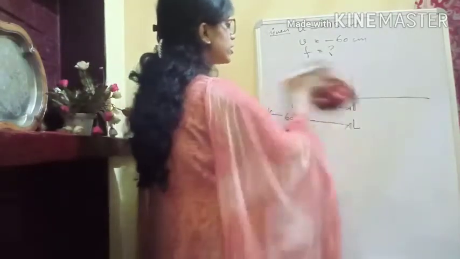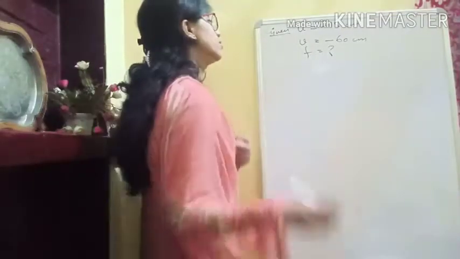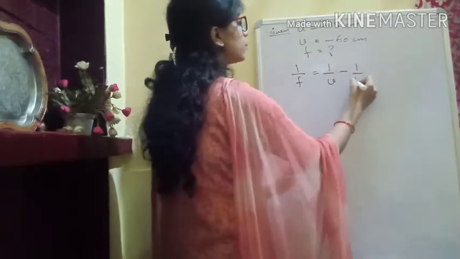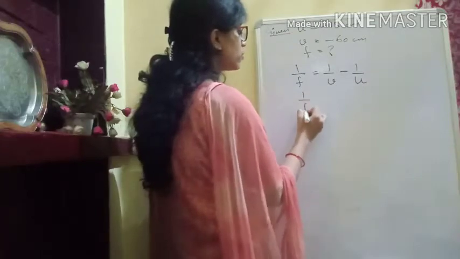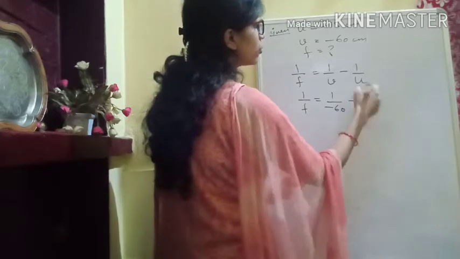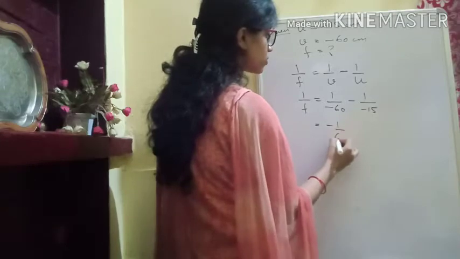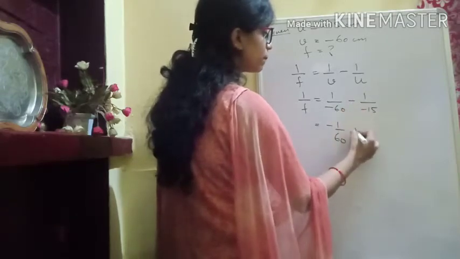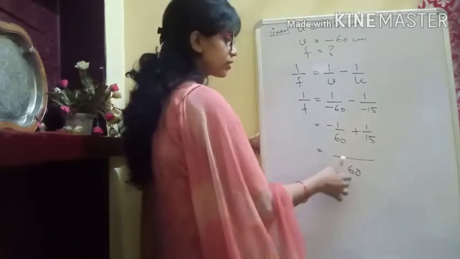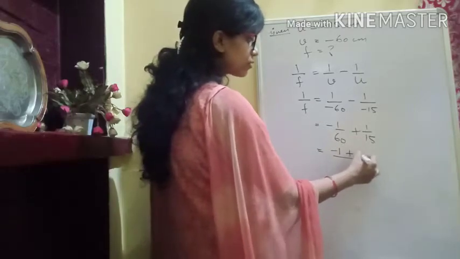To calculate this f, we will be using the very lens formula which we have learned, which is 1 upon f equals 1 upon v minus 1 upon u. Correct? 1 upon f equals 1 upon v, which is minus 60, minus 1 upon u. u is minus 15 here. So it is minus 1 upon 60, minus and minus will become plus 1 upon 15. When you take LCM, 60 will be your LCM. 60 and 60 will get cancelled. This will be minus 1 and then this will be plus 4.